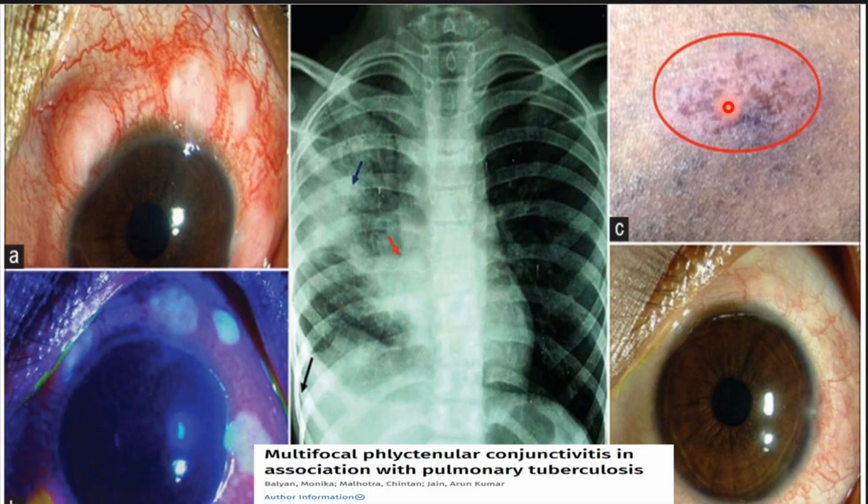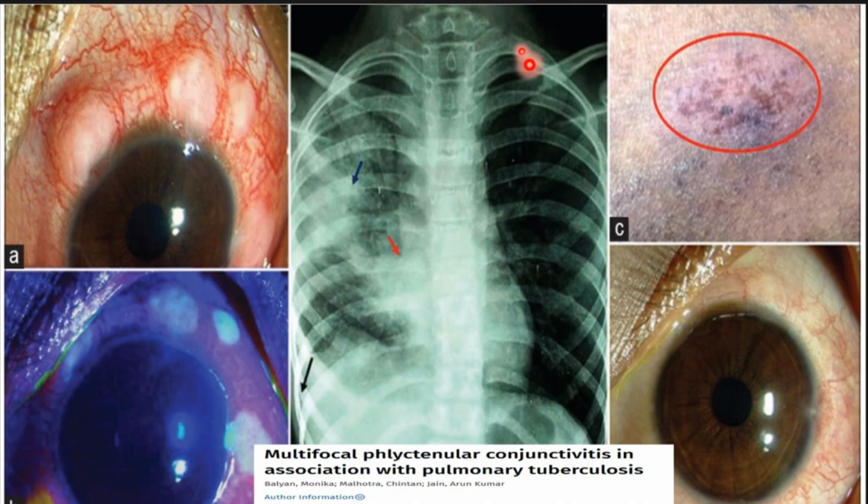Here you can see a positive tuberculin sensitivity test, and the chest X-ray, as you can see here, is showing on the right side mid-zone consolidation, marked by this blue arrow. And also what you can see here is hilar lymphadenopathy marked by the red arrow. And here with the black arrow, what you see is blunting of the costophrenic angles indicative of pleural effusion.